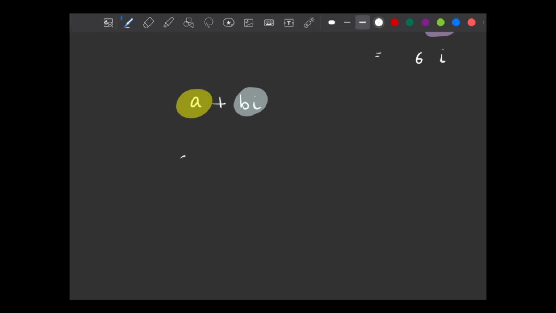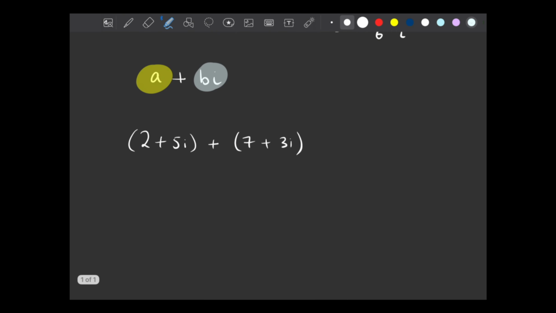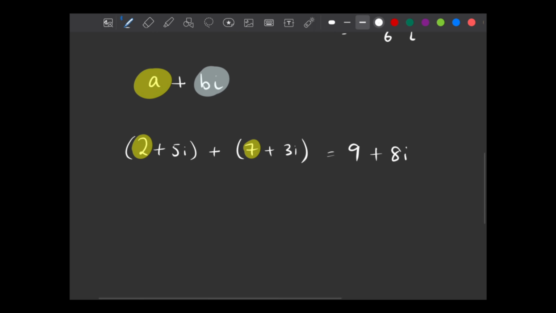You can add complex numbers by adding or subtracting their real parts. So say we are trying to add this complex number to this one. We will add the real parts, so 2 and 7 are the real parts. Adding them, I get 9, and adding the imaginary parts, which are 5i and 3i, I get 8i. And the same goes for subtracting them. You can take away the real parts and then take away the imaginary parts.